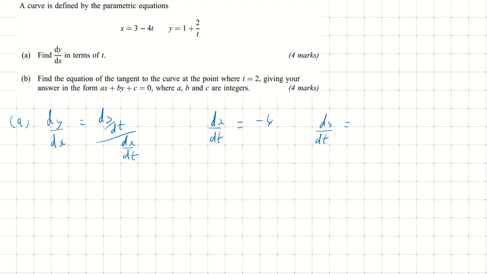And dy by dt is also not too difficult. dy by dt is minus 2 over t squared. So dy by dx is just minus 2 over t squared divided by minus 4, which is the same as 1 over 2t squared. And that's the first part of the question solved. dy by dx in terms of t. Okay. So we'll move on to part 2 then.